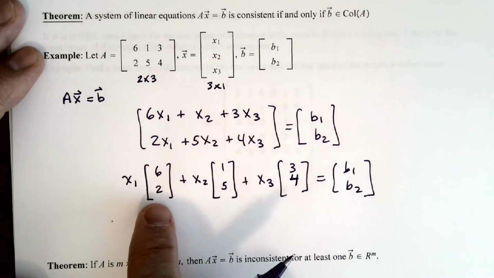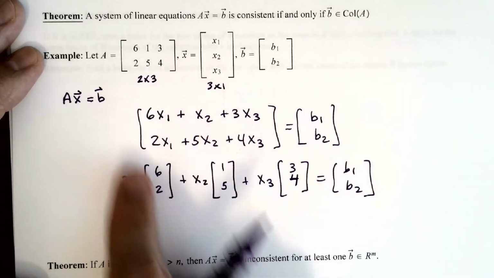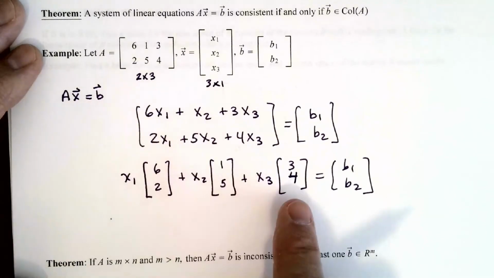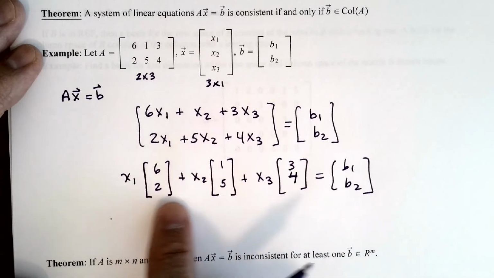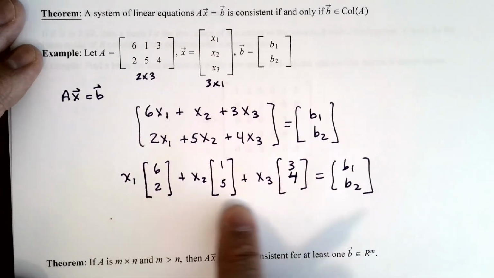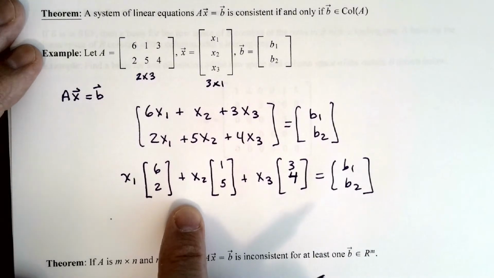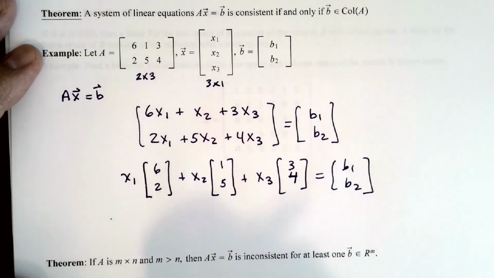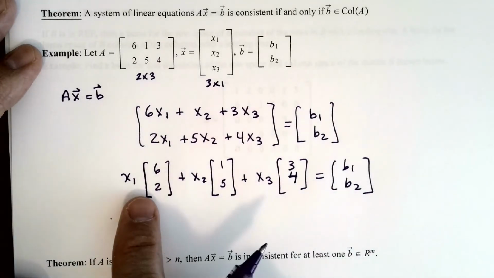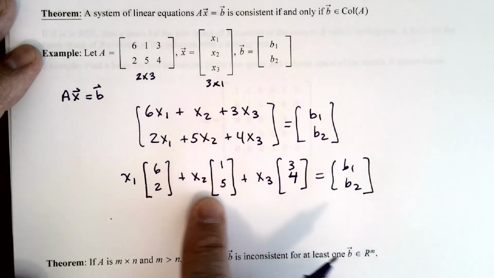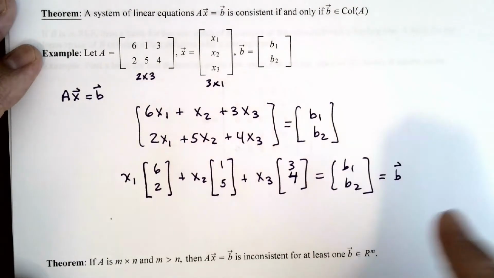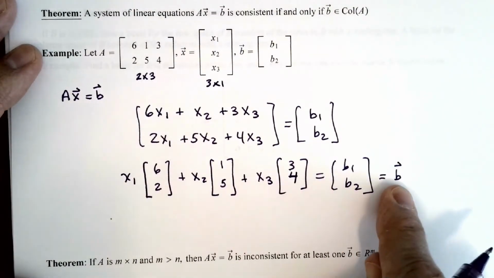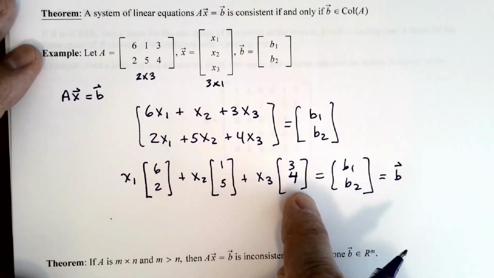And then the actual vectors are here. Notice these vectors: (6, 2) is the first column of A, (1, 5) is the second column, and (3, 4) is the third column. So we have a linear combination of the columns of the matrix A. By definition, this resides in the column space of A. That's what we just talked about. The column space of A is the set of all vectors that are linear combinations of the columns of the matrix A. So I have here a vector in the column space of A, and it is equal to the vector b. So b is in the column space of A because b can be written as a linear combination of the columns of A.